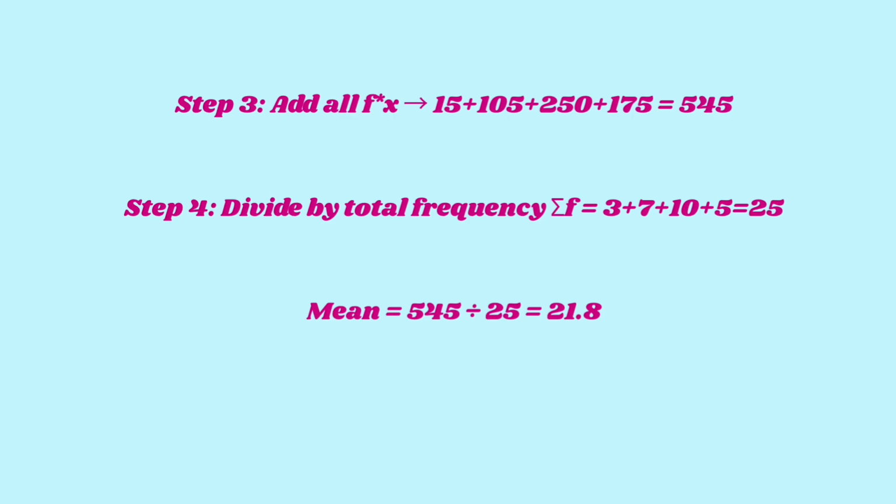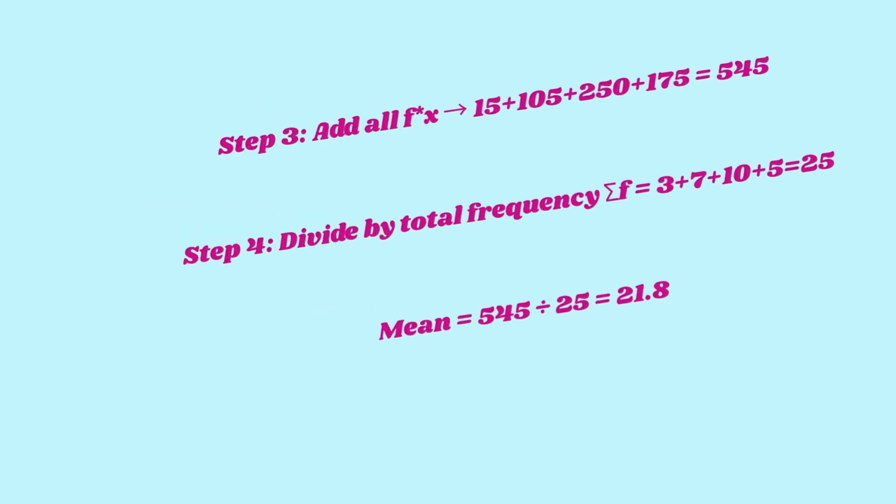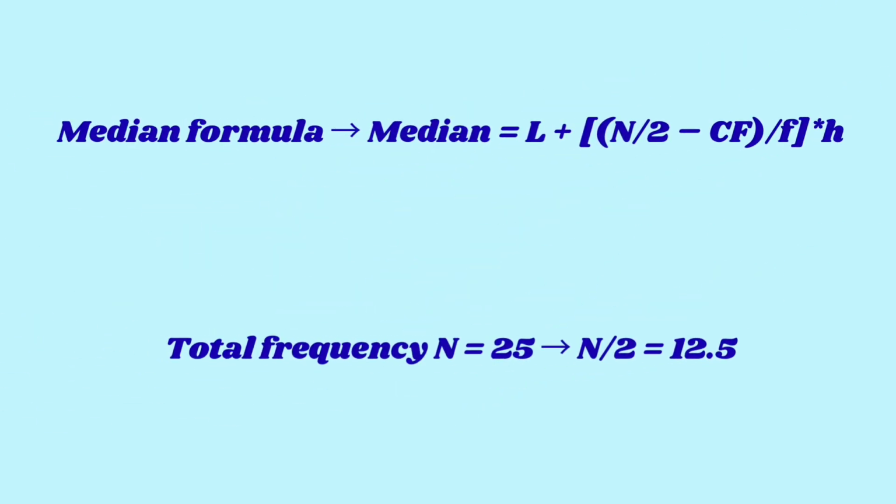3 plus 7 plus 10 plus 5 gives us 25, and the mean will be the total of the products divided by the total frequencies. 545 divided by 25. So our mean here is 21.8. Next is the median formula.